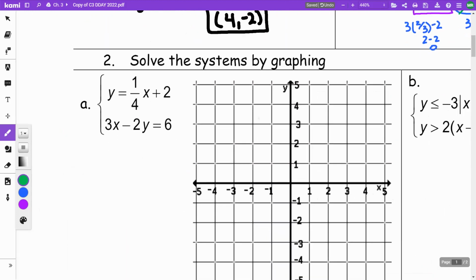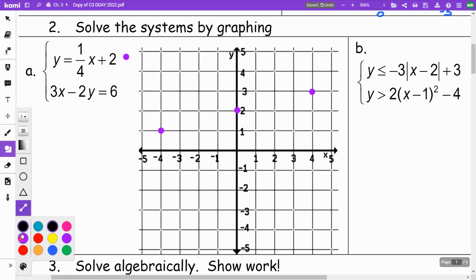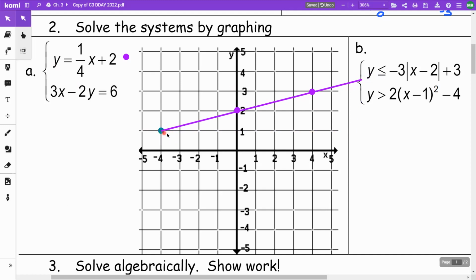number 2, we have a system of equations again, but this time we're going to do it by graphing. So I am going to plot this one, let's say in purple. So when I'm doing that, I'm going to start with the y-intercept, which is 2. I am going to go up 1 over 1, 2, 3, 4. Down 1 over 1, 2, 3, 4. And then I'm going to draw my line. And that's my first equation.